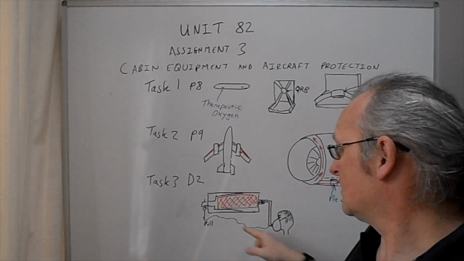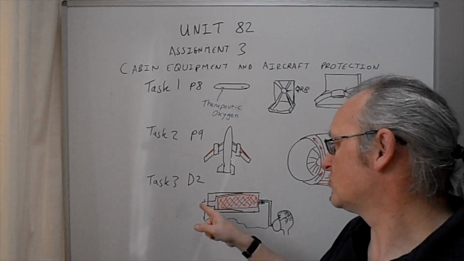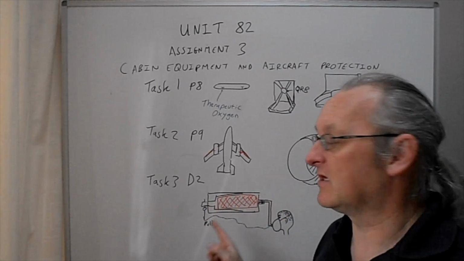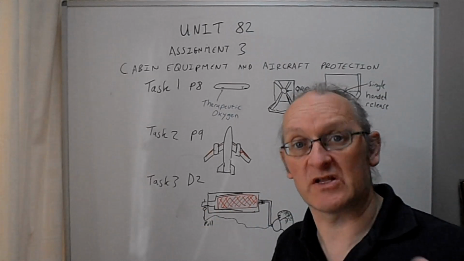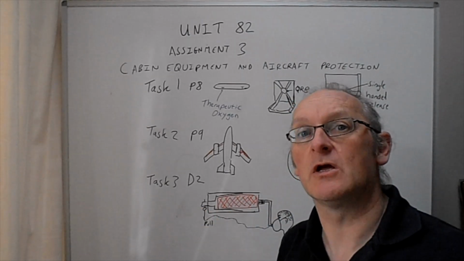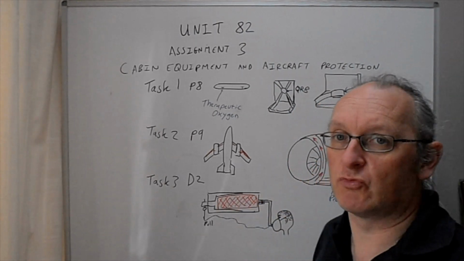So this little blue thing pulls a lanyard which pulls a pin out, sets our cartridge off. There's a sodium chlorate candle in there that goes fizzle, fizzle, fizzle and generates oxygen. How long does it generate it for? That's up to you to research. It's on the PowerPoint. Provides oxygen, can provide more than one mask.